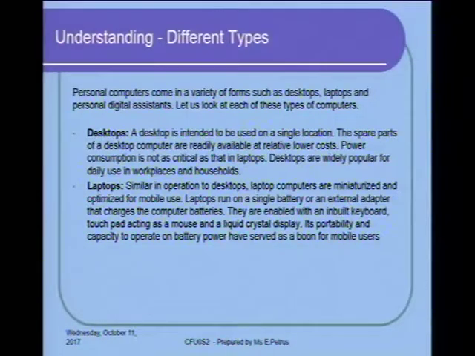Okay, so let's move to another type of computer. Now, talking about desktops. So what is a desktop? A desktop is intended to be used in a single location. The spare parts of a desktop are readily available at a relatively lower cost. Power consumption is not as critical as in laptops. Desktops are widely popular for daily use in workspaces and households. So desktops are these computers that we normally use in our offices, workplaces, and households, that contain the box. Those are what we call desktops.